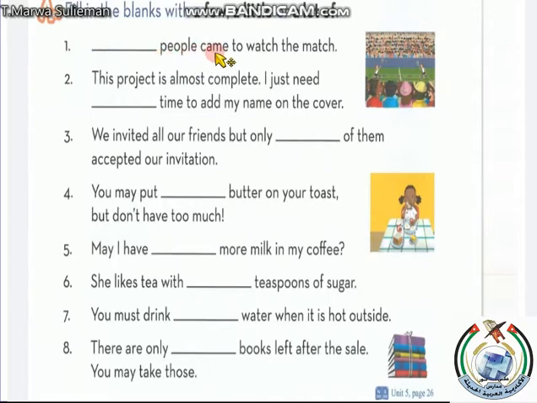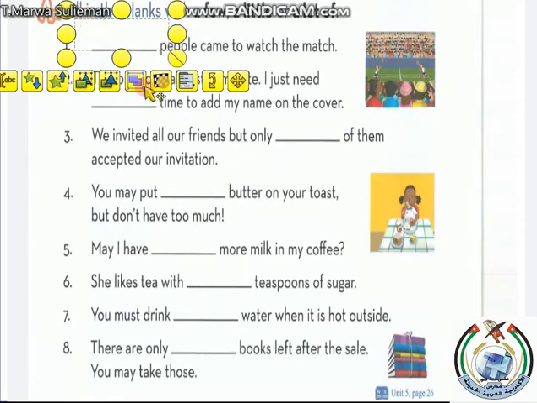Number one, people came to watch the match. Look at the picture. Here we have numbers of people. A big amount or large amount, كمية كبيرة. So people is a countable noun. So we will use a few or a lot of. Look at the picture. Here we have a large amount, كمية كبيرة. So we will use a lot of. So number one, a lot of people.